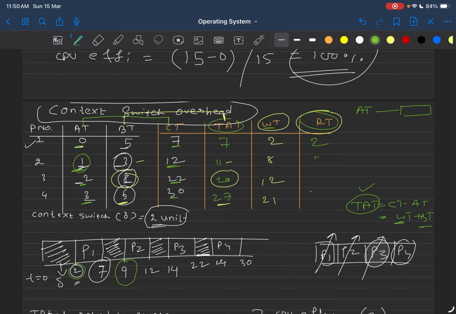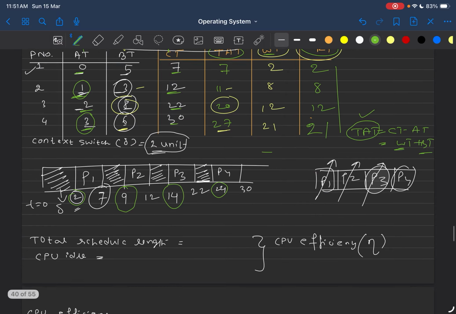So 9 minus 1, that is how much? 8. P3 has arrived at 2 and is scheduled at 14. 14 minus 2, that is 12. P4 arrived at time t equal to 3 and is scheduled for the first time at 24. So 24 minus 3, that is 21. This is the response time.